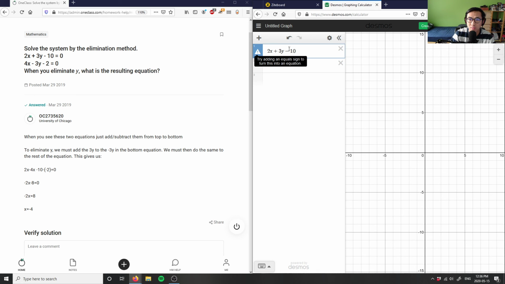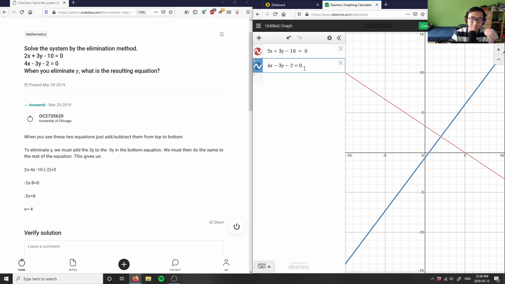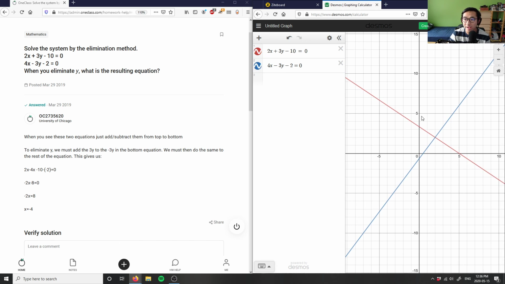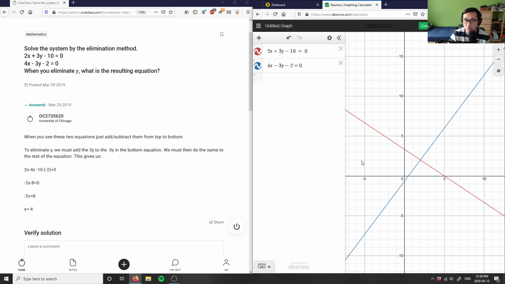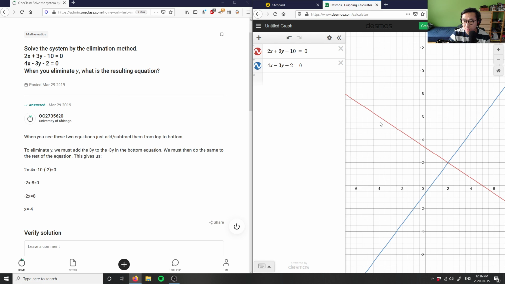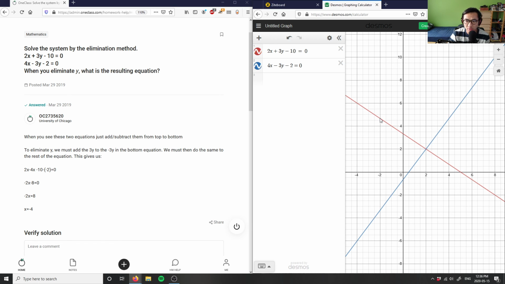Can I not plot this? Try adding an equal sign to turn this into an equation. Okay. And then 4x minus 3y minus 2 equals 0 here. So this here, x equals 4 here. So if x equals -4 here, and there would be 6 here, that would give me a solution as well. So this here is actually not my solution.